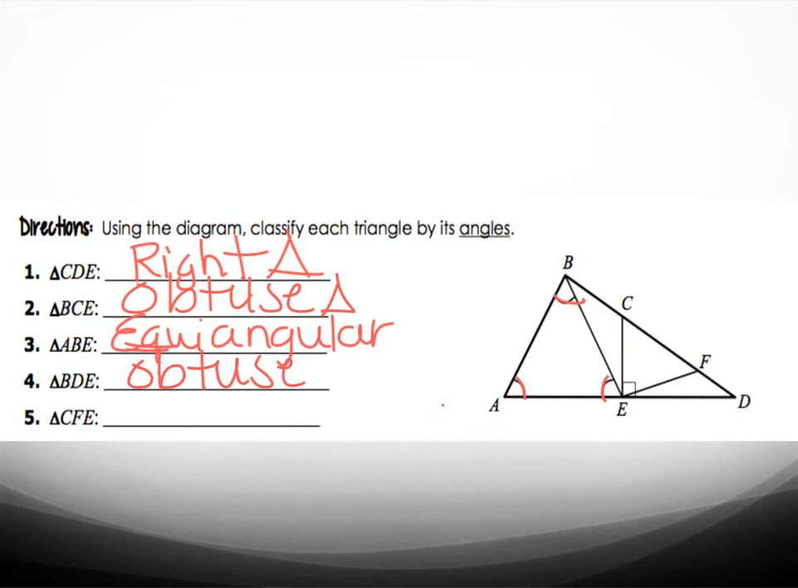So we're going to take a look at triangle CFE. I'm going to start at C, I'm going to go to F, and I'm going to go to E. Some of you may want to say that's a right angle. However, when I go to C to F to E, it isn't a right angle, it's actually an acute angle. So we're going to go ahead and put down in our notes an acute triangle.